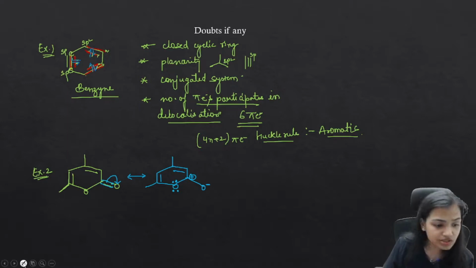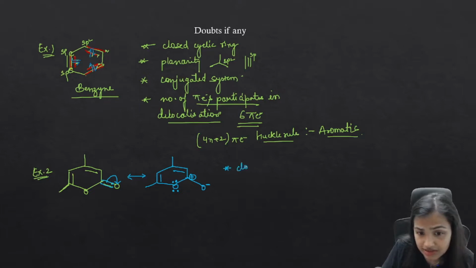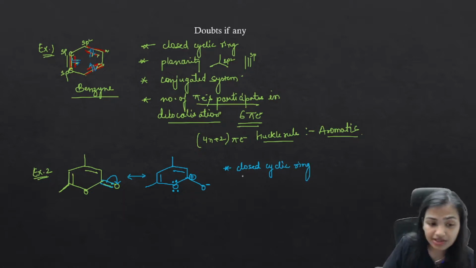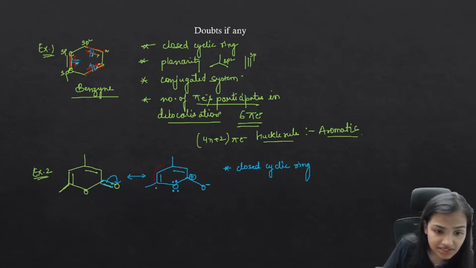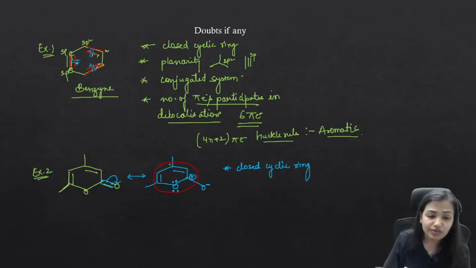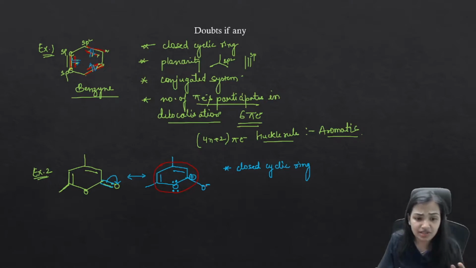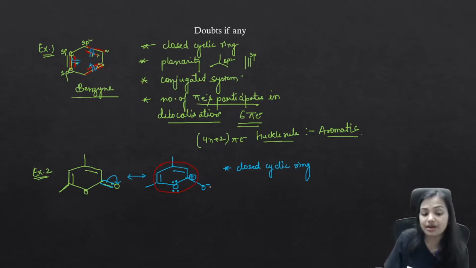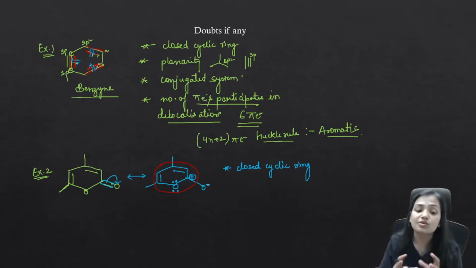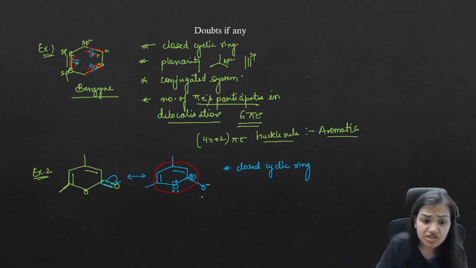Now when you do this question, please see, is this a closed cyclic ring? Absolutely, this is a closed cyclic ring. Please don't ignore this particular point. That is the very first point. If you look at this part only, which is part of the closed cyclic ring, whatever is attached, this methyl or this O negative, please ignore that part. Just focus on the closed cyclic ring.